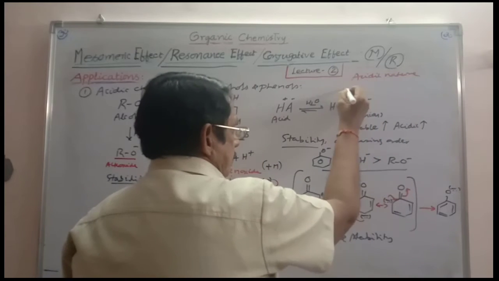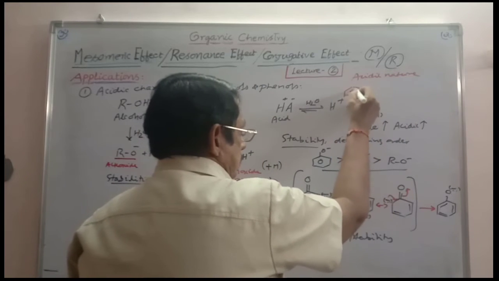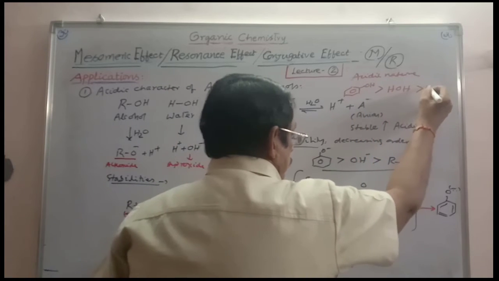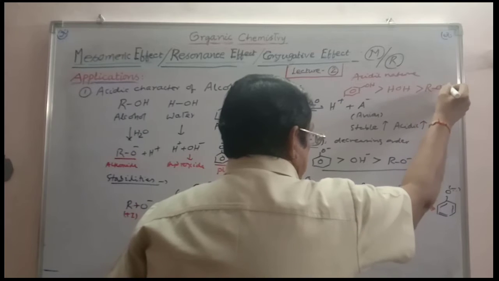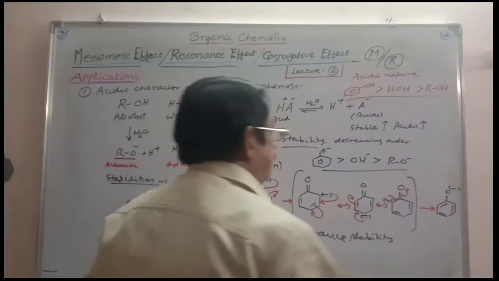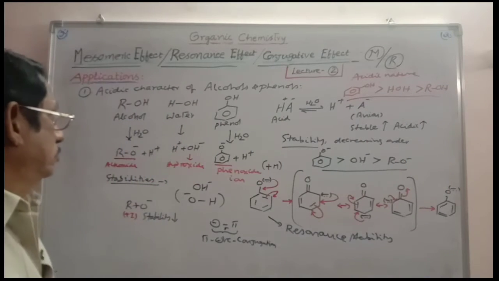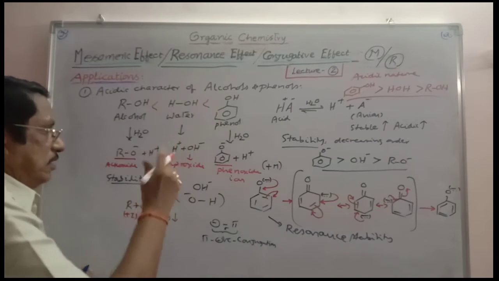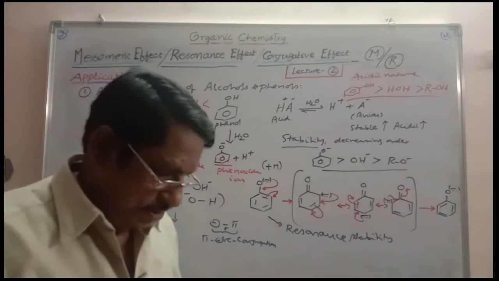What happens here? Phenol is more acidic than water, and water is more acidic than alcohol. This is the order. So ROH is less acidic than water, water is less acidic than phenol. Out of all, phenol is the most acidic.